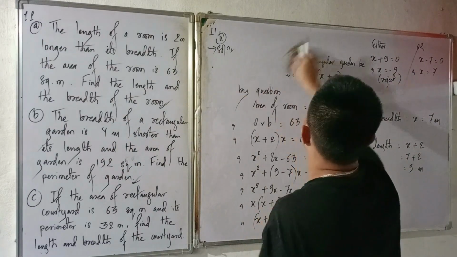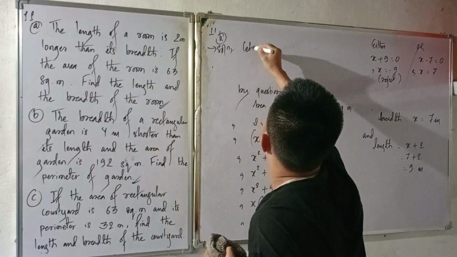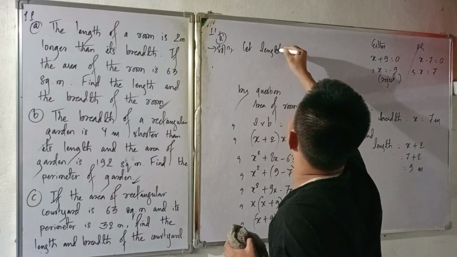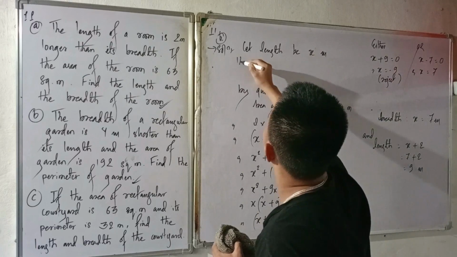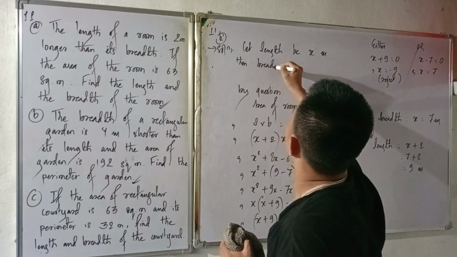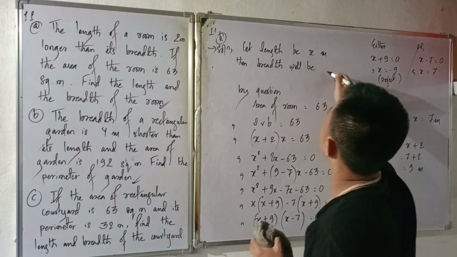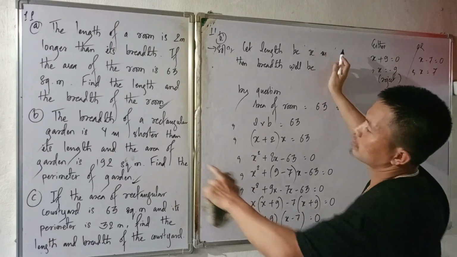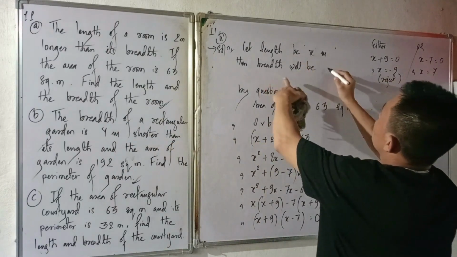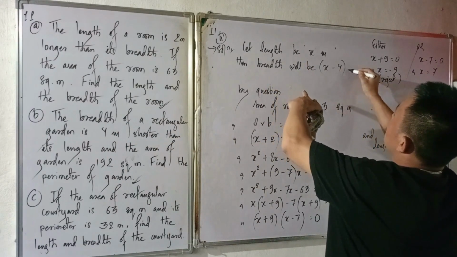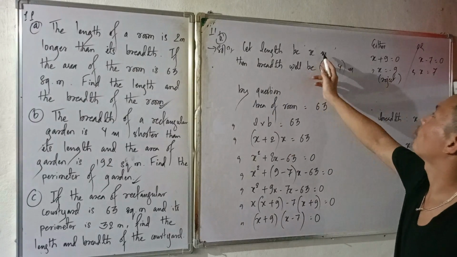let length be x, to make it easy to understand. Let length be x, then breadth will be, so the breadth of a rectangular garden is 4 meters shorter, means the length is x meter, then breadth will be x minus 4, because it is already mentioned in the question that breadth will be 4 meters shorter than the length.